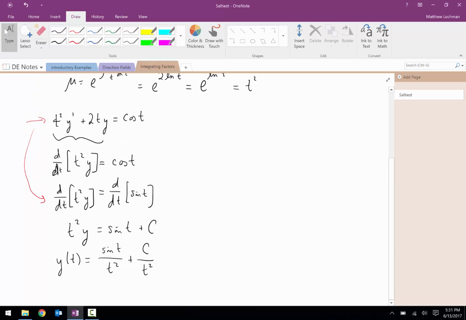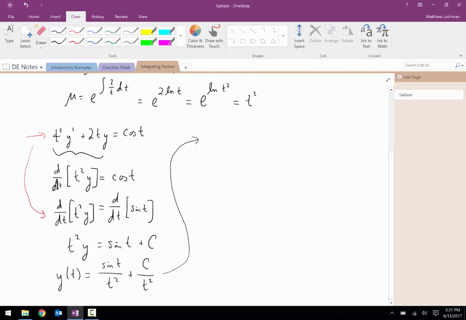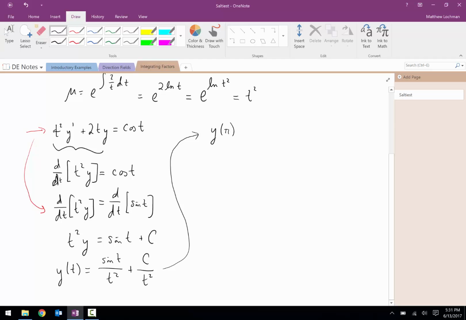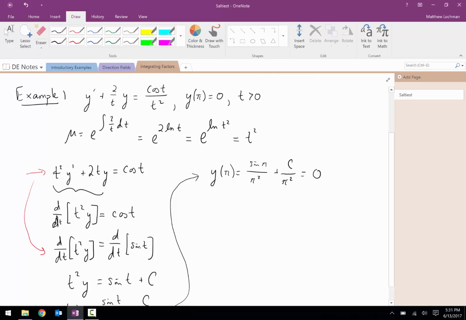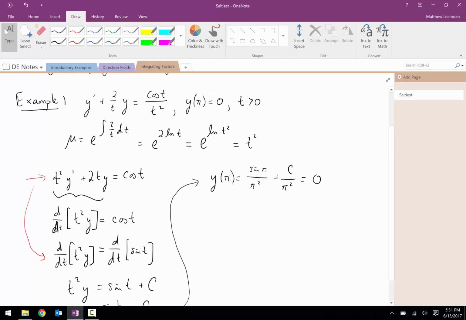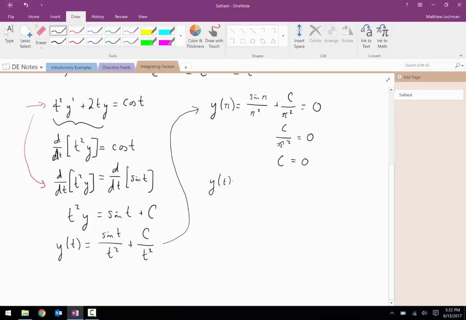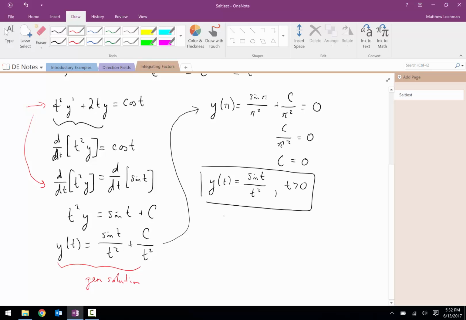Now we'll come back up here and apply our initial condition. If I evaluate everything at pi, we would have sine pi over pi squared plus c over pi squared. This is all supposed to be 0 according to our initial condition, but the sine of pi is 0, so this is really saying that c over pi squared is 0, which means that c is 0. So the particular solution, y of t, is simply sine of t over t squared, where t is greater than 0. This is the particular solution. This piece back here is the general solution. Paul calls this the actual solution.